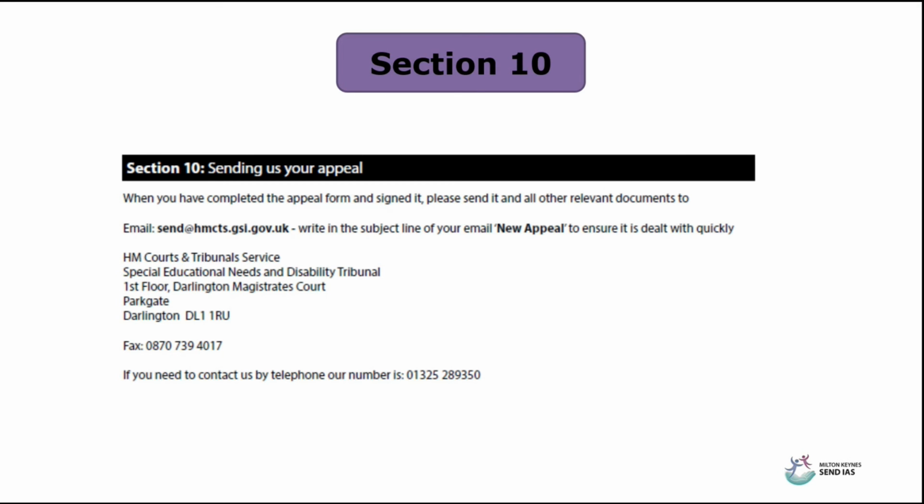Section 10 tells you how to send your appeal form to the tribunal service. If you are emailing the form, you must write New Appeal in the subject line so that the tribunal service deal with it quickly. If you are sending the form through the post, we recommend sending it recorded delivery. Whether you are emailing or posting the appeal forms, you must keep a copy.